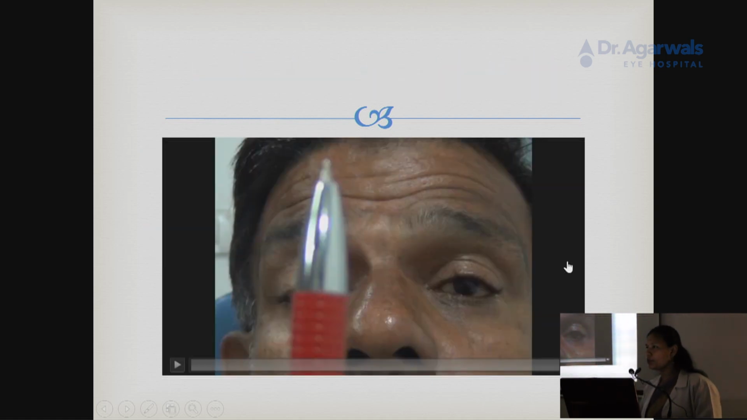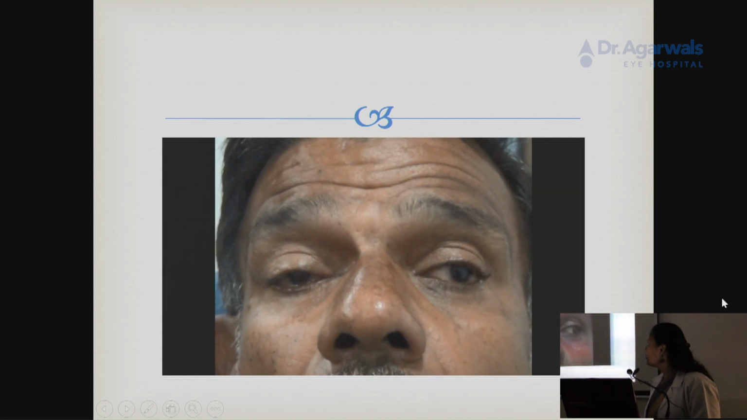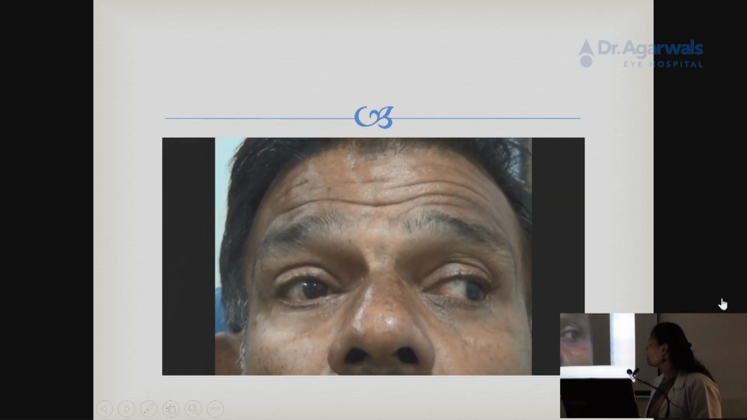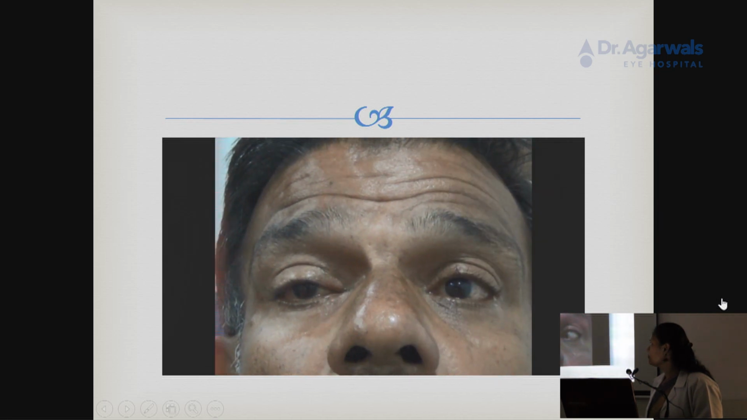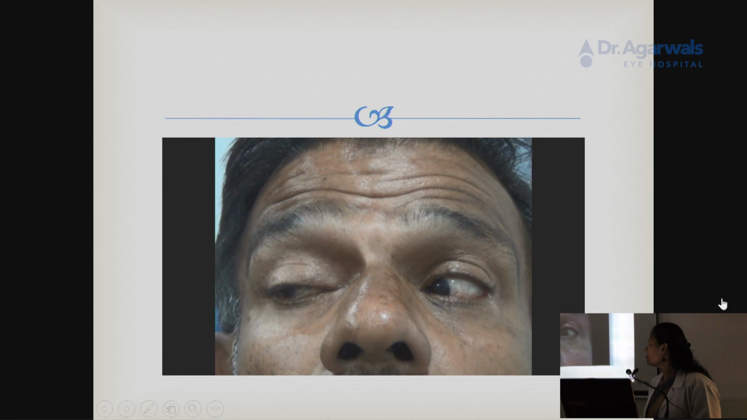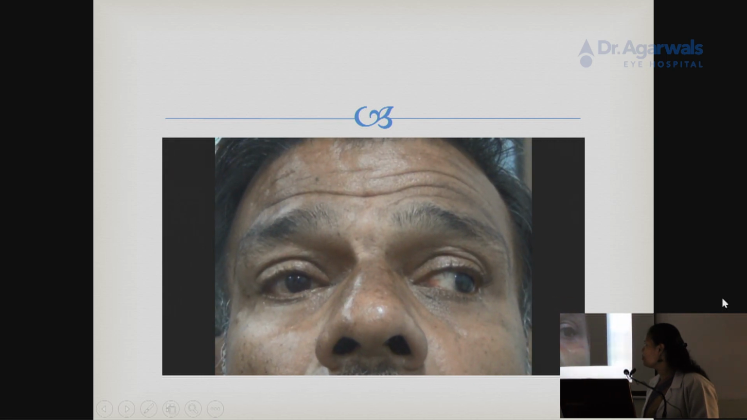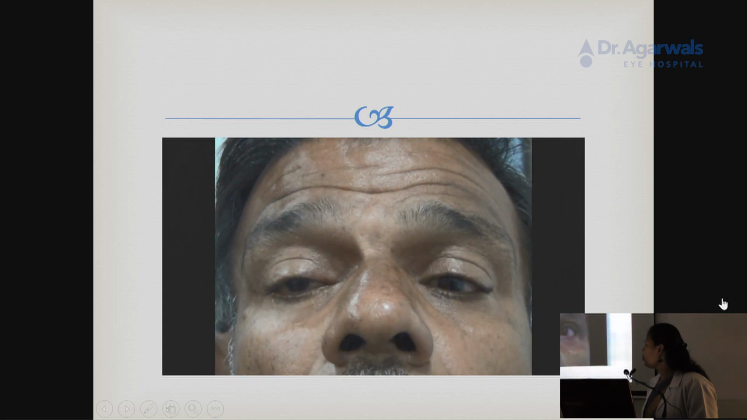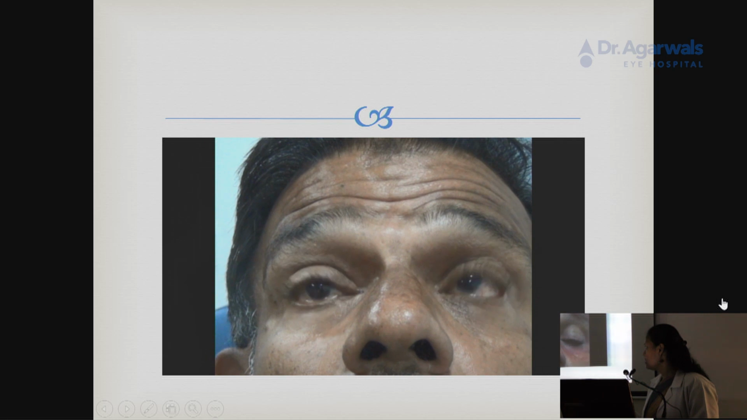So now you know that the third nerve misdirection is not very uncommon. So you have to look. When the patient is trying to adduct, there is a widening of the palpebral fissure, which is an inverse Duane. And on looking down, there is a pseudo-von Graefe's sign. There is a lid lag on looking down.